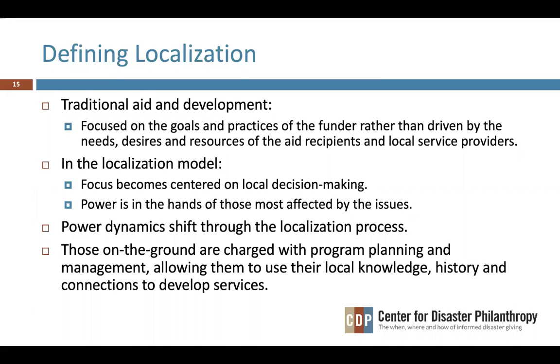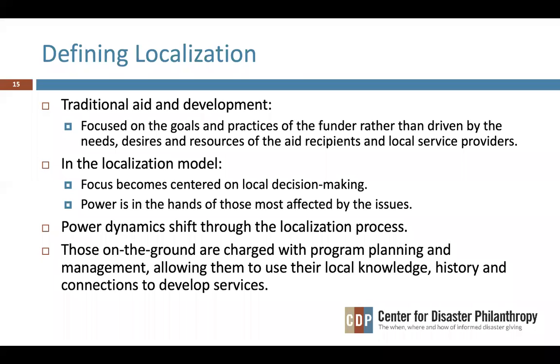Traditional aid and development interventions in international contexts are often critiqued for being focused on the goals and practices of the funder rather than driven by the needs, desires, and resources of the aid recipients and local service providers. In the localization model, the focus becomes centered on local decision-making, where power is in the hands of those most affected by the issues. While external funding, support, and technical assistance are still important and required, the power dynamics shift through the localization process. Those on the ground, the local actors, are then charged with program planning and management, allowing them to use their local knowledge, history, and connections to develop services that are compatible with the cultural, socio-political, and economic climates of the communities that they serve.